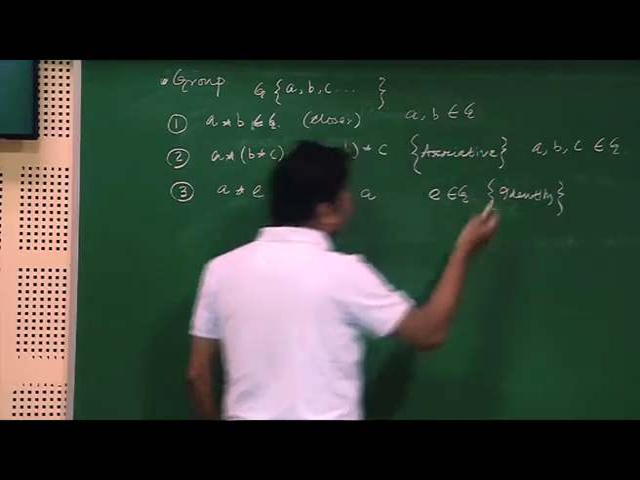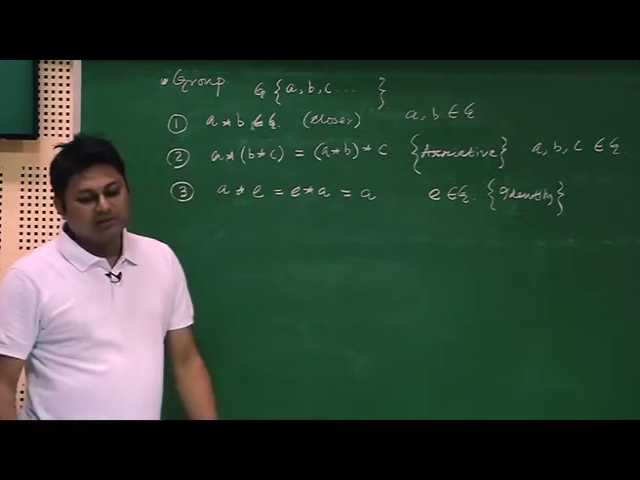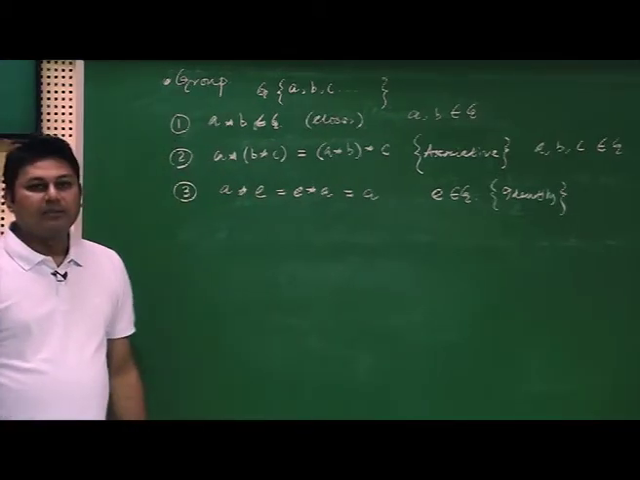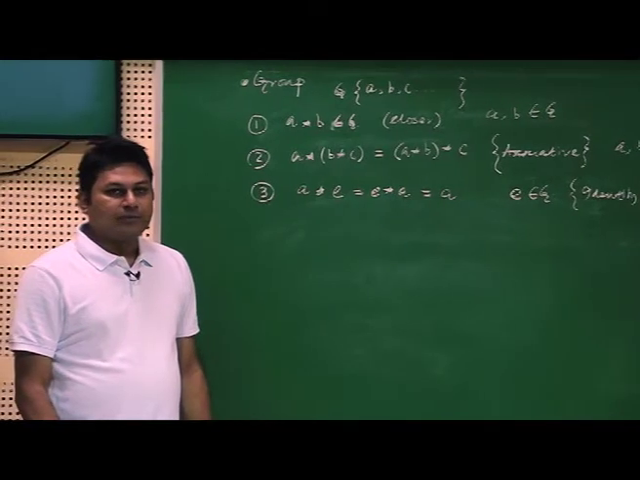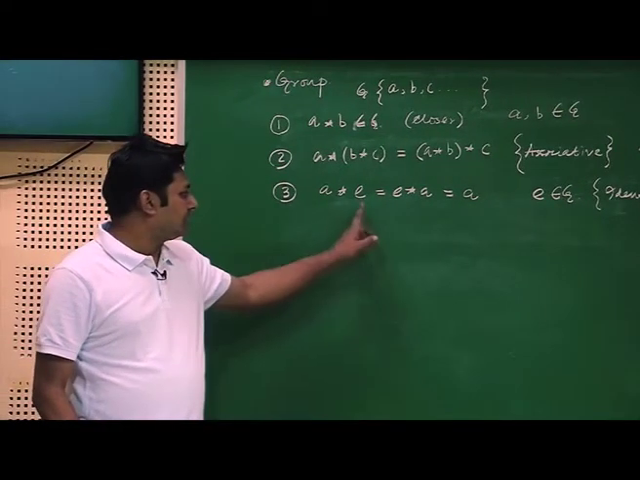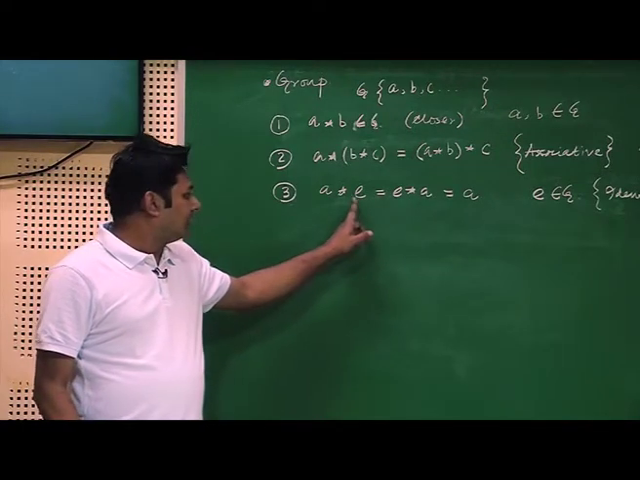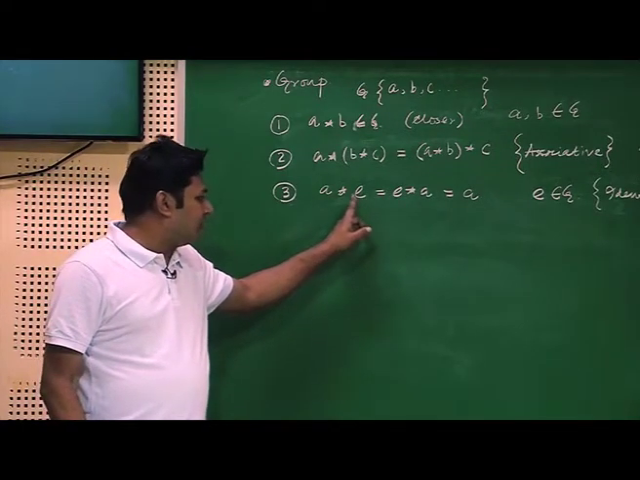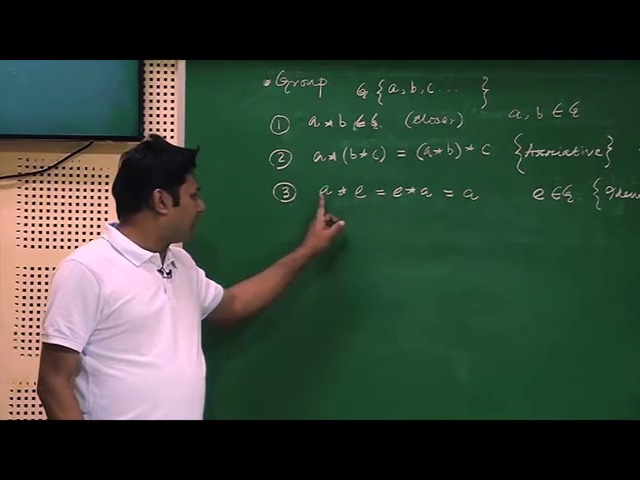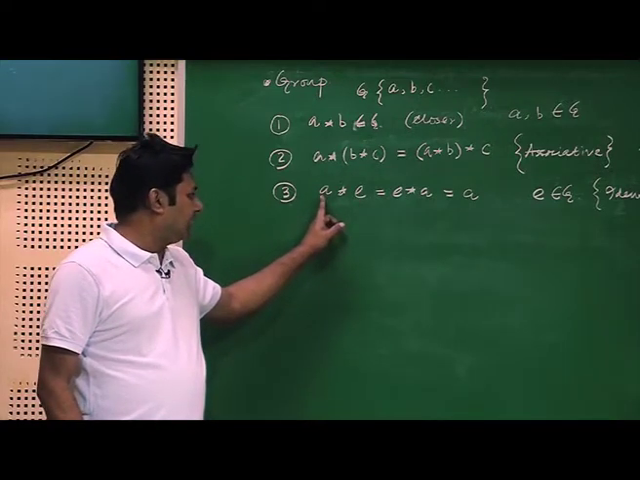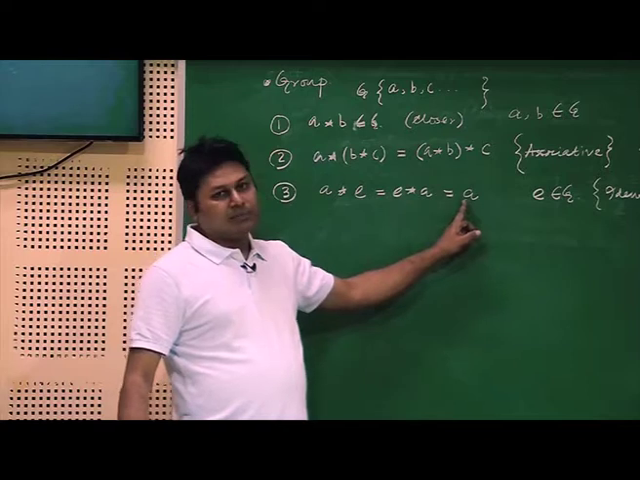So, inside the group I should have some kind of element here, for example E, which behaves in such a way that if I operate with any element A, it will return back the same element here.